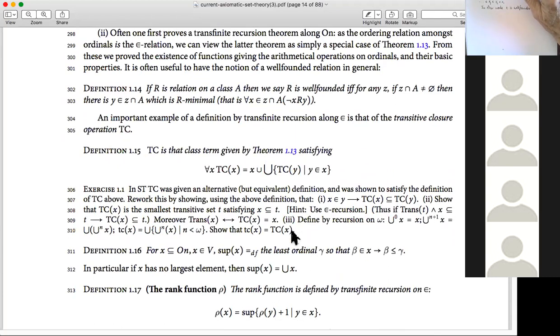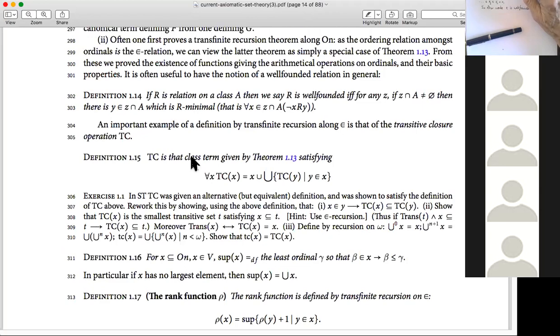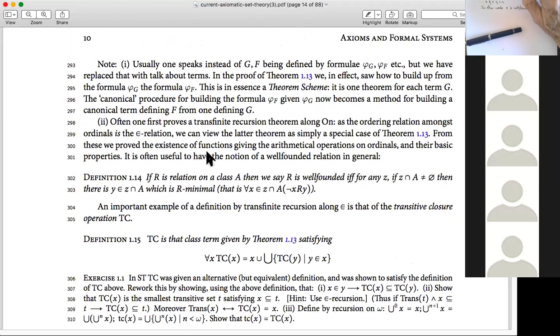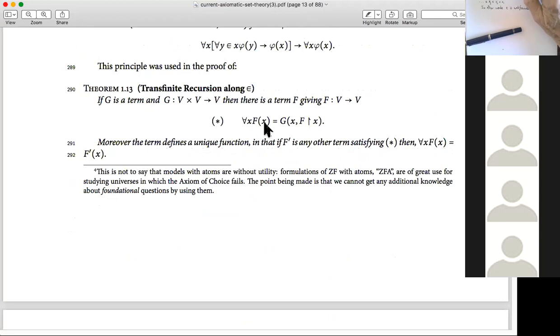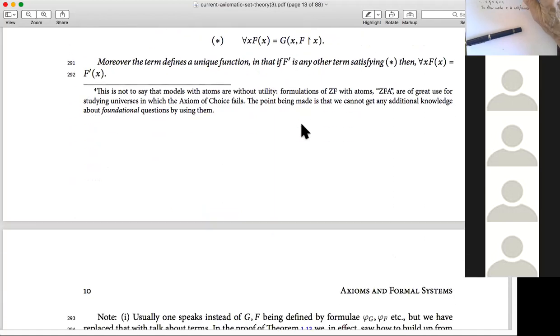So again, let's go on to 115, definition 115 here, line 305. The transitive closure of sets. Okay, so we defined this again in the set theory course, but I can give it a fancy name. I call it TC, and it's a class term. Right? And I can think of it as given to me by the theorem here. I could define TC of x in terms of TC applied to members of x.